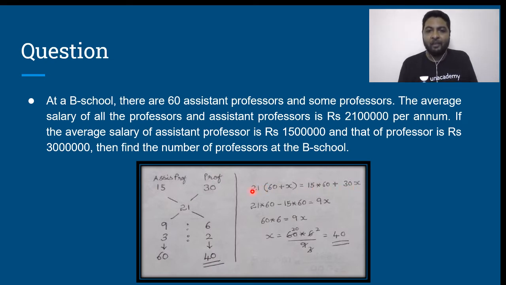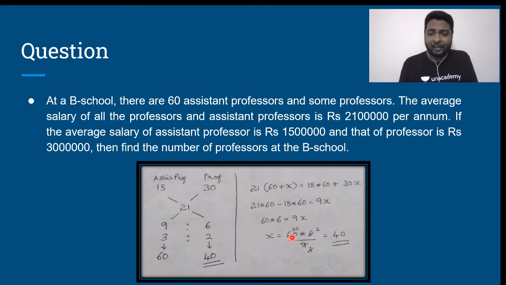Now simplify. We'll get 21 times 60 minus 15 times 60, since I brought the 15 into 60 to this side, is equal to 30x minus 21x. 30x minus 21x is 9x. Now 21 times 60 minus 15 times 60 is the same as 6 times 60. That is equal to 9x. X therefore will be 60 times 6 divided by 9. If we simplify, we get the answer as 40. So how many professors are there? There are 40 professors at the B school.